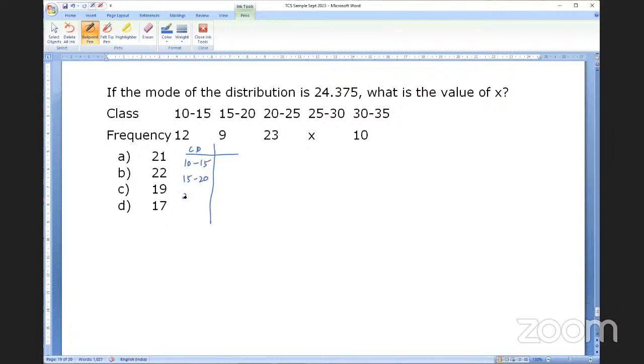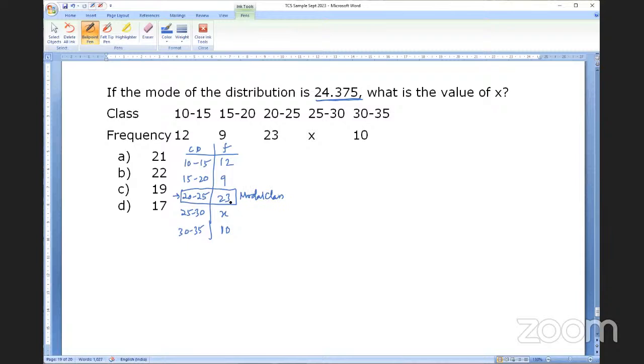The classes are 10-15, 15-20, 20-25, 25-30, and then 30-35. We have frequencies 12, 9, 23, X, and 10. Now, first of all, we choose the modal class. The modal class is the class in which the mode value lies and the class with the highest frequency. Now it is given that the mode of the distribution is 24.375. So we can see that 24.375 lies in this particular class. That means this is our modal class.